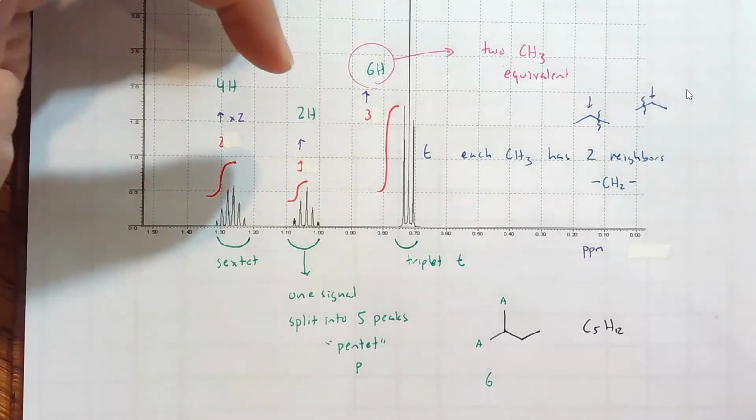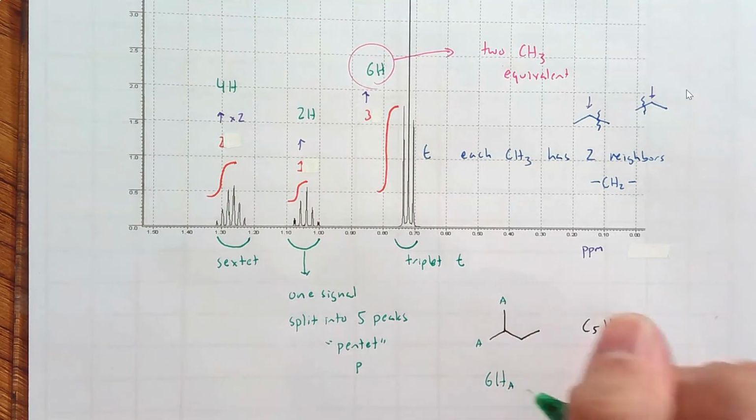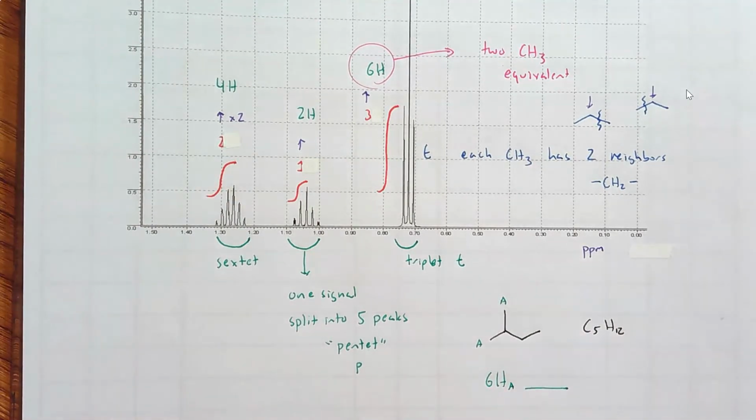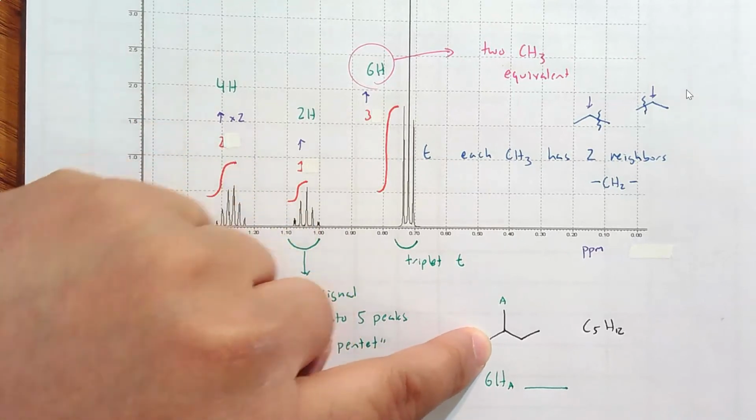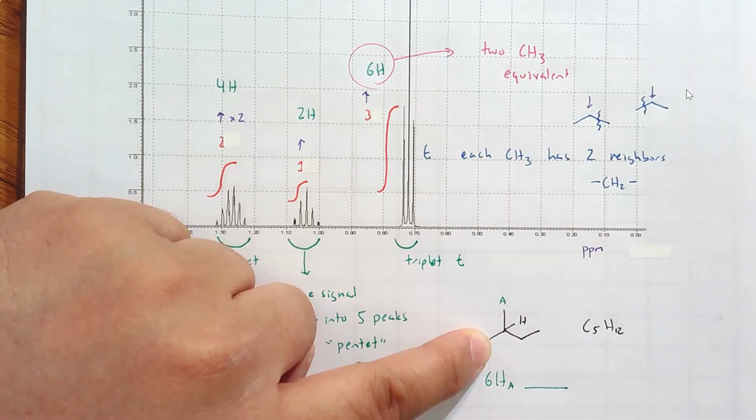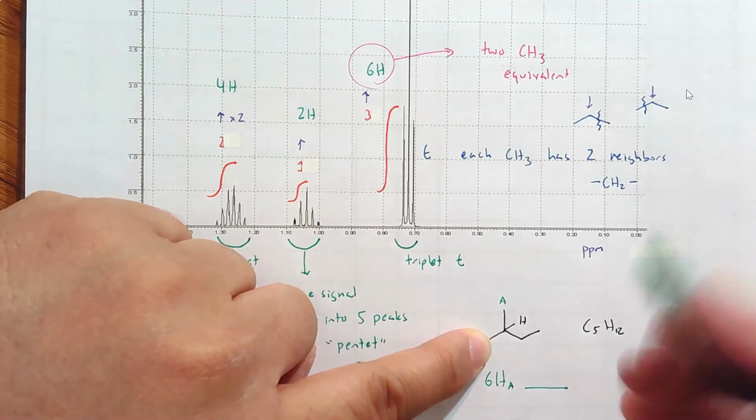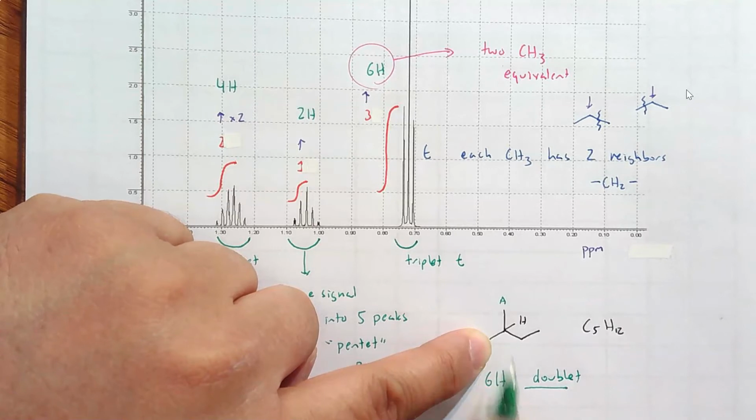Oh, that could be it. I have 6HA. Nope, it's not it. Put your finger on one of the houses and ask yourself, how many neighbors does your finger have? Look at the neighboring house. There's only 1 hydrogen there. If this was a molecule, your 6HA would be a doublet. It only has one neighbor.